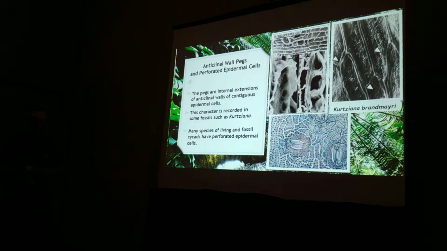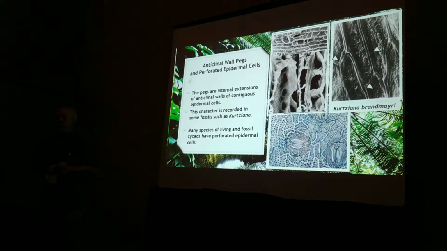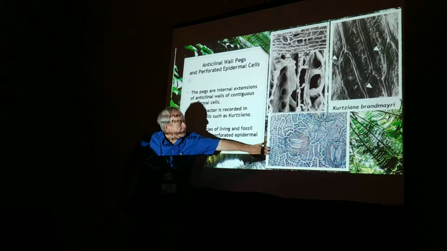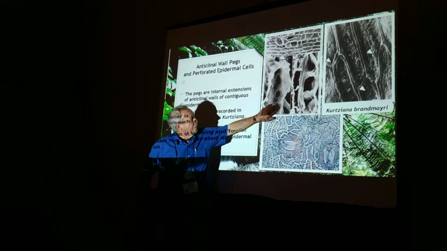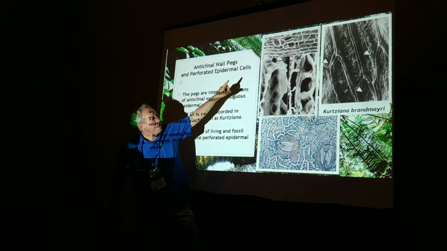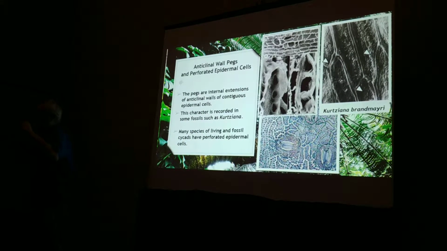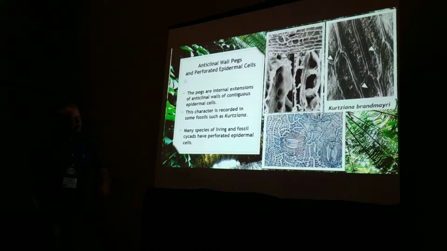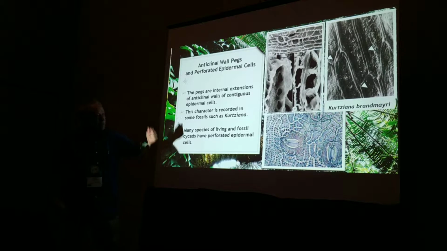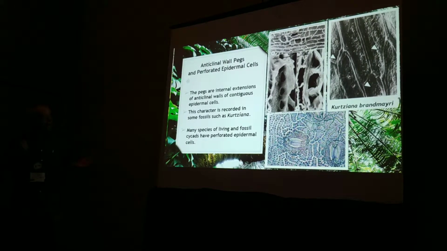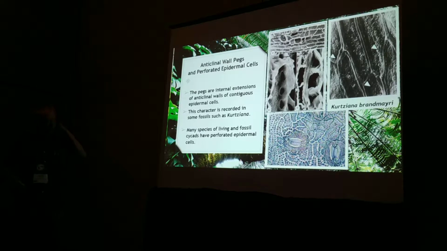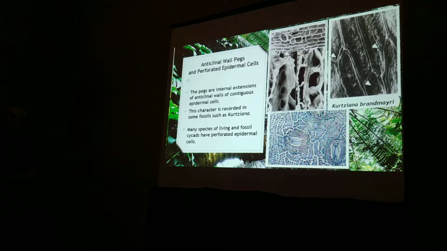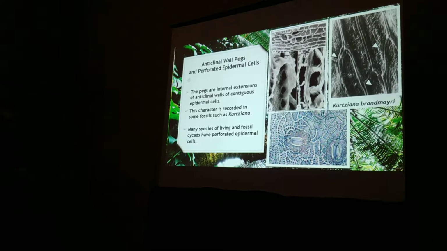Other characters at different levels are things like what we call anticlinal wall pegs and perforations. And it's pretty easy to see this because these are these perforated cells. If you look here, these cells have perforations in their walls. In the upper one, you have these pegs or thickenings of the wall that extend into the lumen in a particular pattern. And some of that's been known in fossils. For example, in Kurtziana, you can find these perforations. So we have some characters that we might be able to work back and forth with. And there are many species of cycads, in fossil cycads, that have these characters that the extants do.